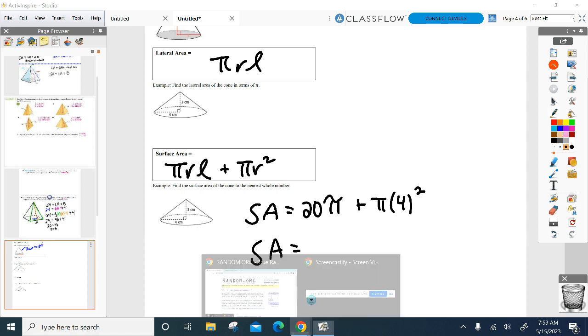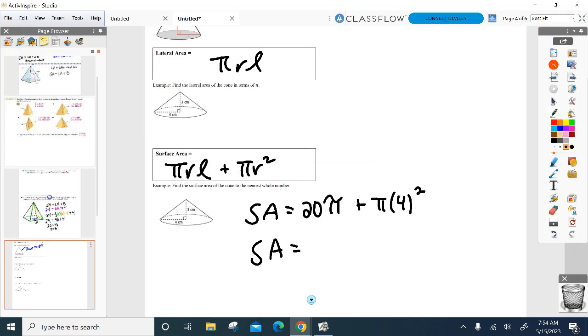And when you get it to the nearest whole number, let me know. critical, 11. Yep.